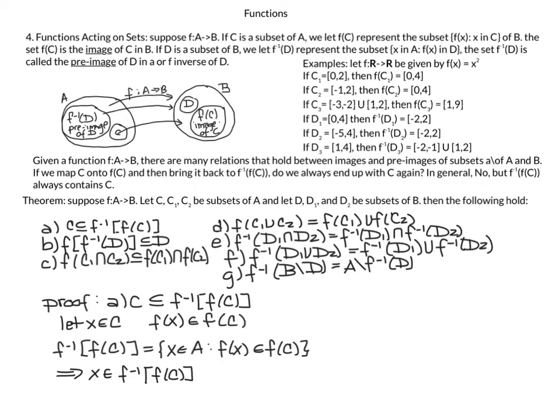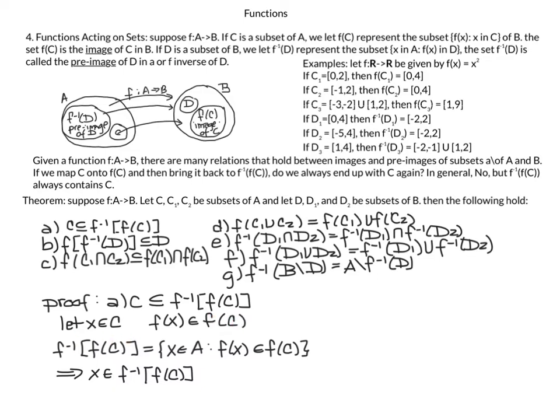We will start with the proof of part A, which is kind of easy because it's a subset, so there's only one direction to prove. We start with x being an element of C. We want to show it's an element of the pre-image of f of C. Well, if x is in C, then f of x is going to be in the image of C.